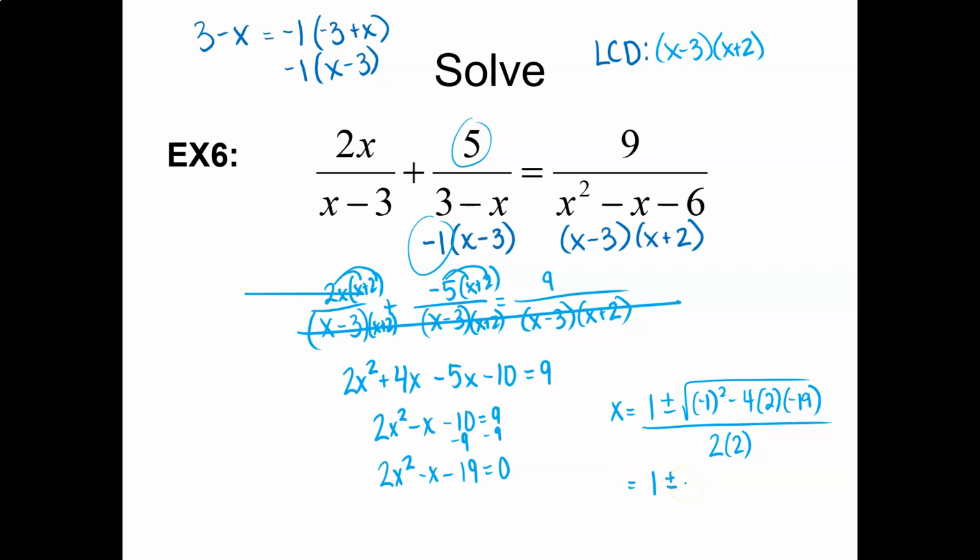So what do we get there? 152. Anybody disagree? I'm going with what Maggie's telling me. Stop me if she's wrong. Oh. Well, then I'm definitely wrong.